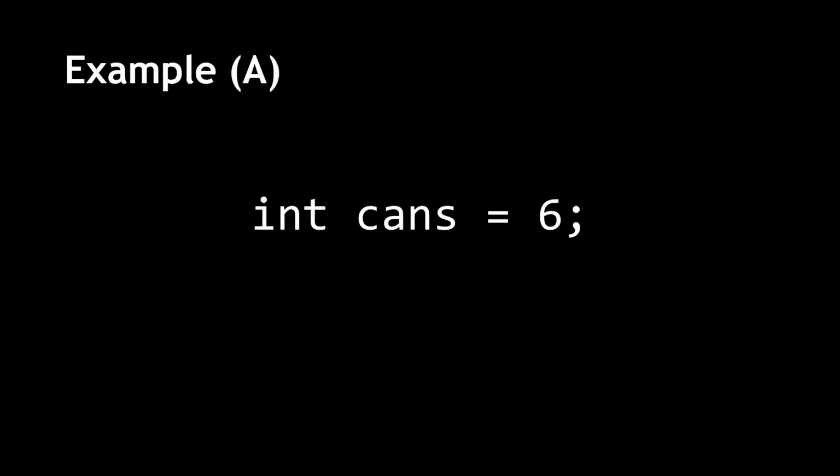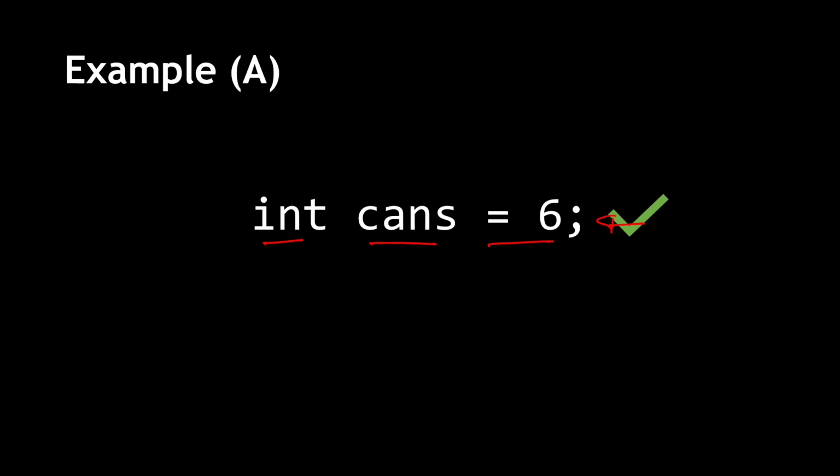Now, let's take a look at a few examples for variable definitions and initializations. In this example, we have the type, followed by the space, followed by the name, and followed by an initialization. We end the statement with a semicolon. Thus, this is a correct initialization of the variable cans to the value 6.